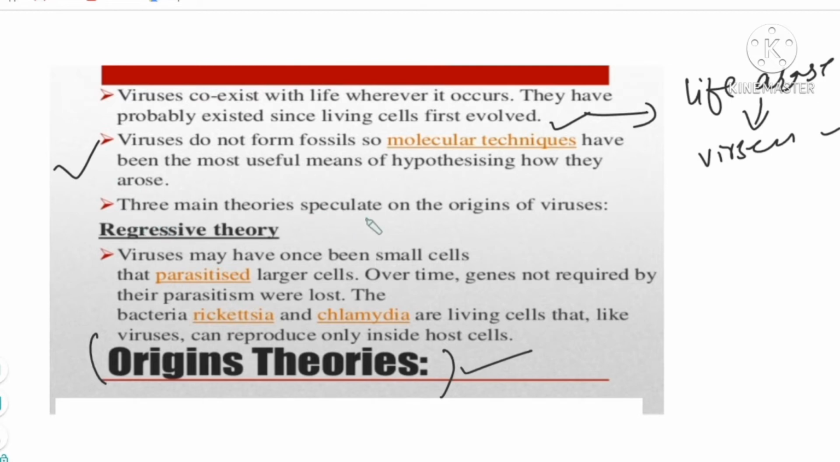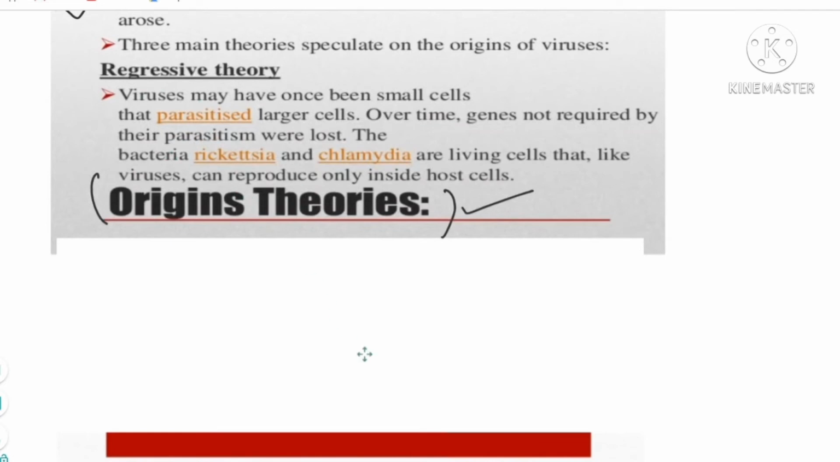Three main theories have come forward regarding the origin of viruses. Among them, the first is the regressive theory. This regressive theory states that viruses may once have been small cells that parasitized larger cells. Genes not required for their parasitism were lost. So genes that were not needed for parasitism were lost.